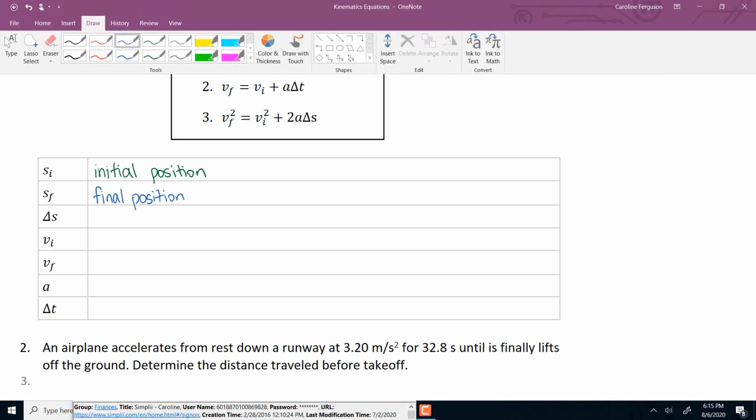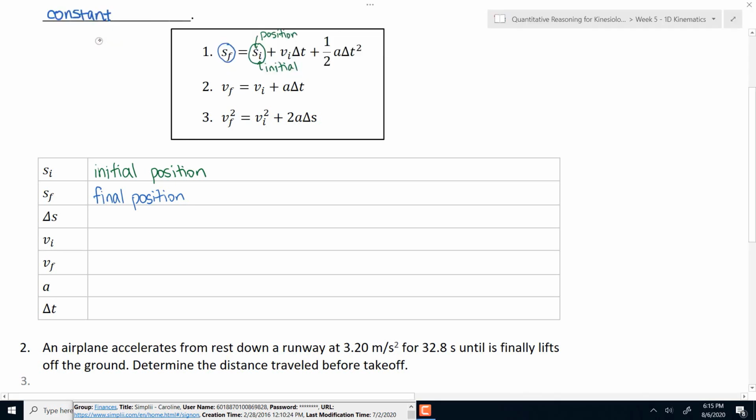Next we have delta S. You see it over here. So what does delta S mean? Well, the delta, which is this triangle over here, stands for change in. And the S is position. So delta S is the change in position.